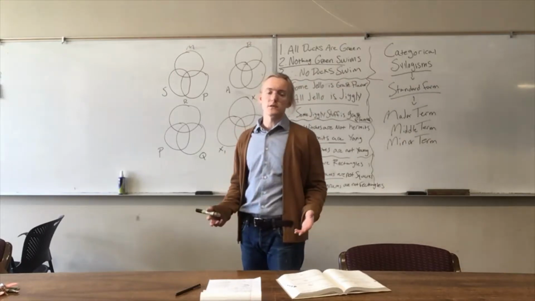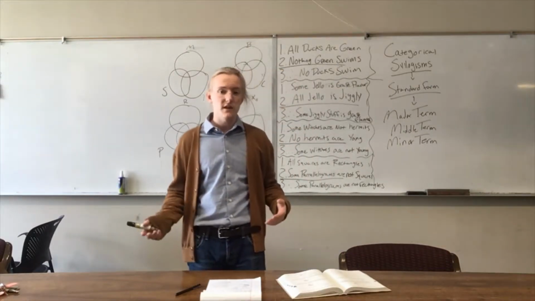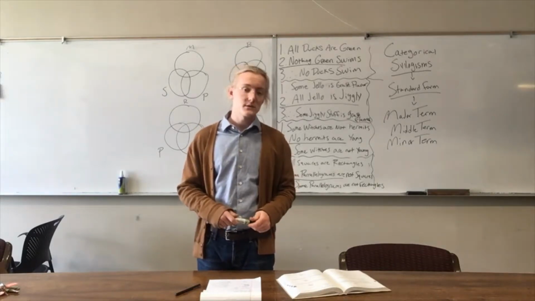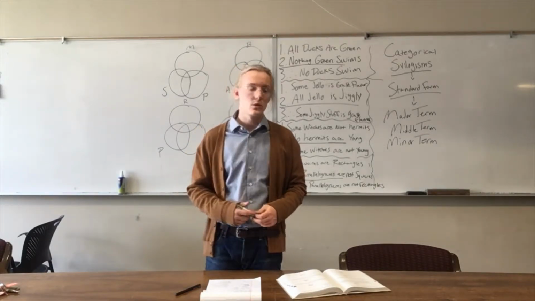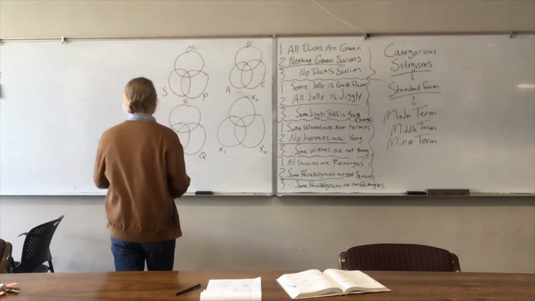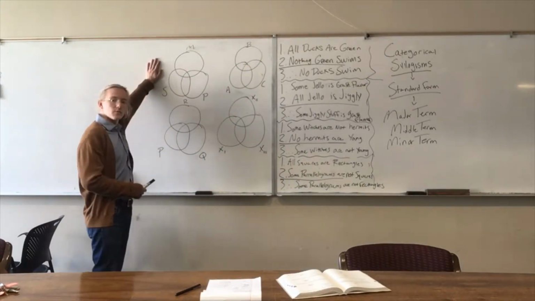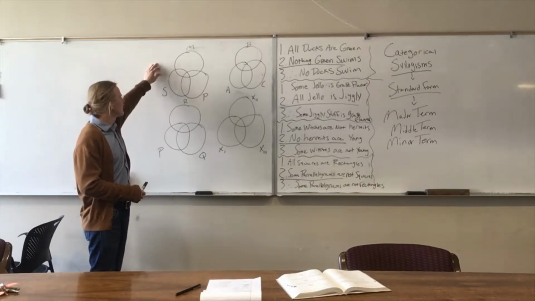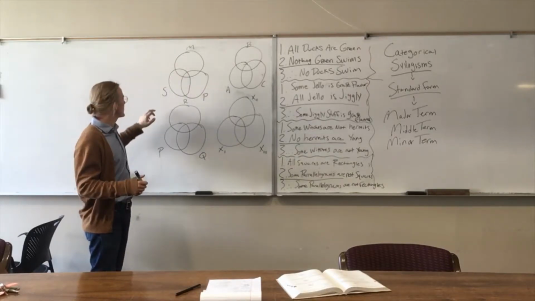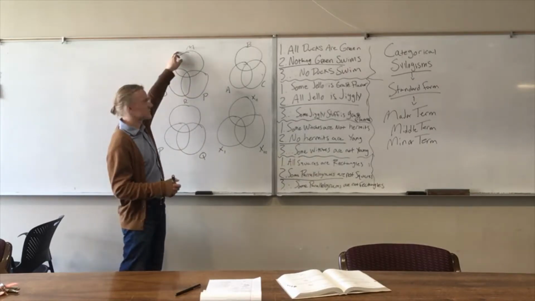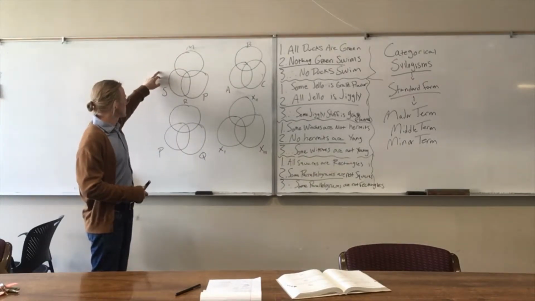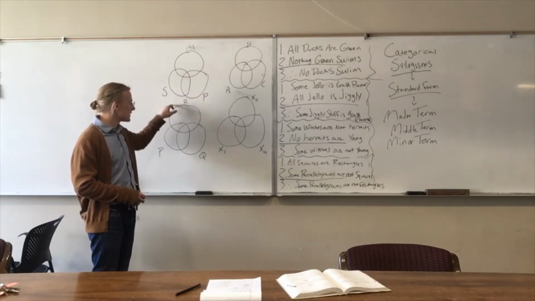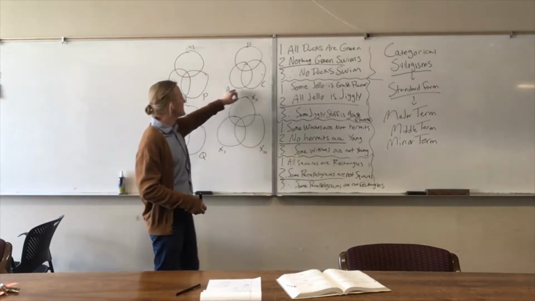So this is going to be our first categorical syllogism. We'll find out if it's valid, and we'll learn a little something about the difference between truth and validity in working it out. So let's do it in our top left set of Venn circles here. And you should notice that I've labeled all of these circles differently. In this top left set of circles, I have S, M, and P. In the bottom left, I have P, Q, and R. In the top right, A, C, and B.